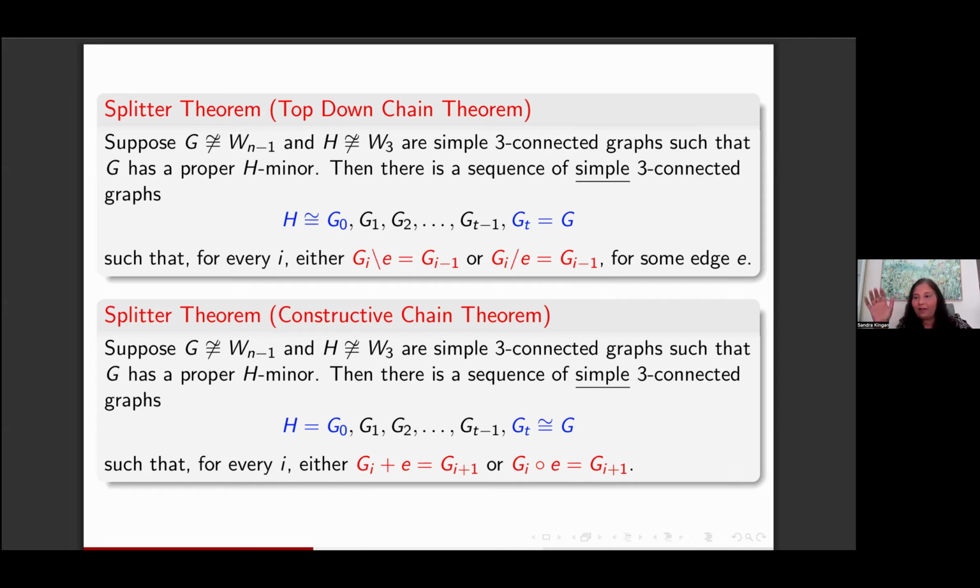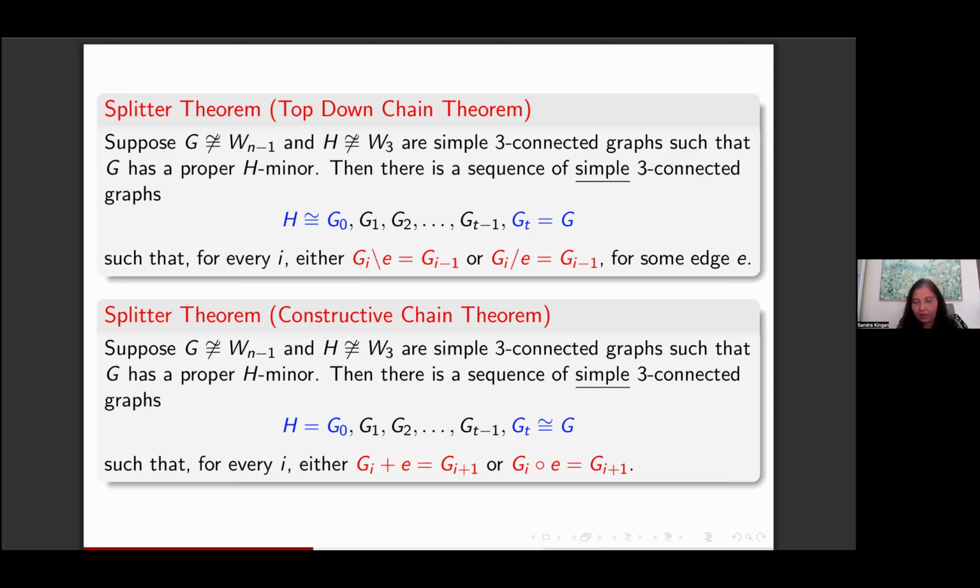So forget about the wheels. If you have a graph G and it has an H minor, then you can go from G down to H by deleting an edge or contracting an edge and preserving 3-connectivity throughout.